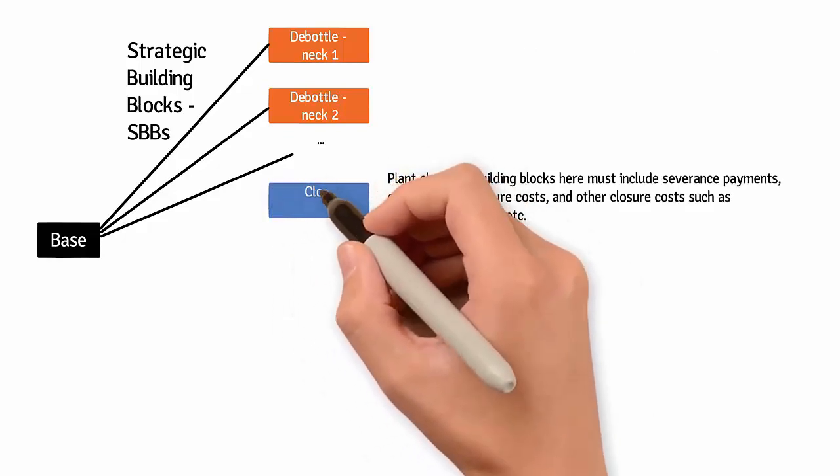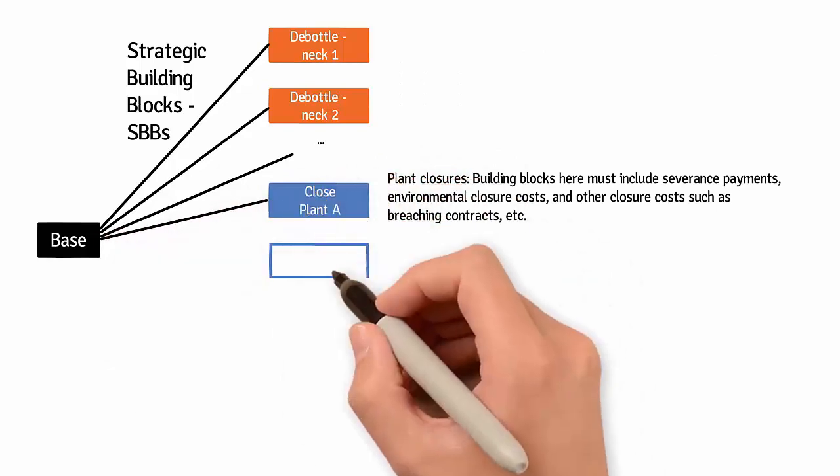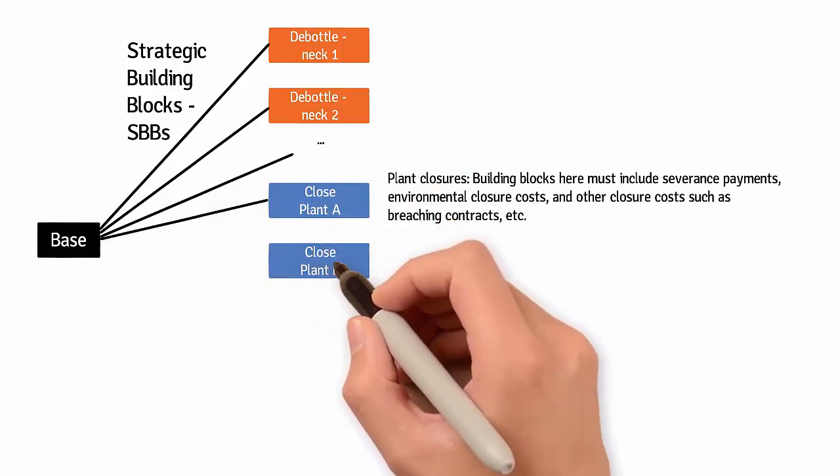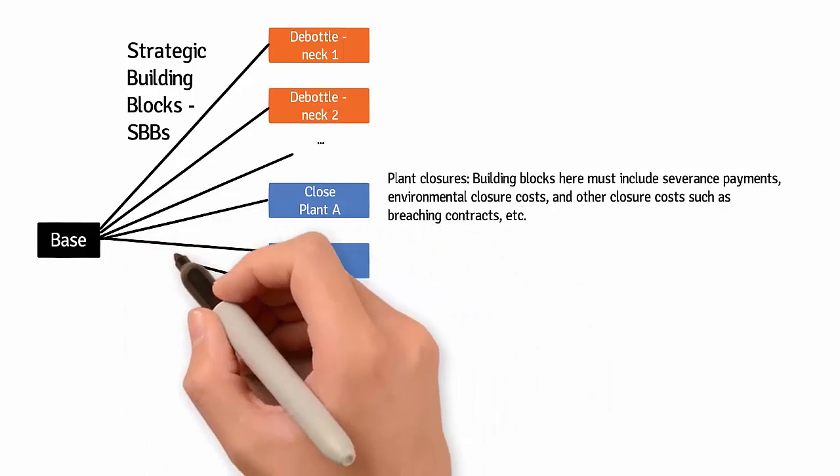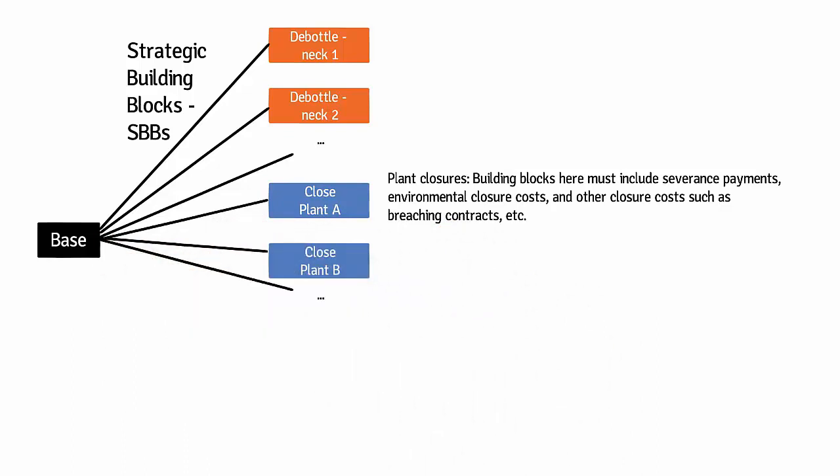Plant closures. You should take each plant and shut it. If you have 10 plants, you will then have 10 shutdown SBBs. Each SBB will then shut one plant and keep the others running. At this stage, do not think this plant is too good or important to be closed. All plants should go through this.